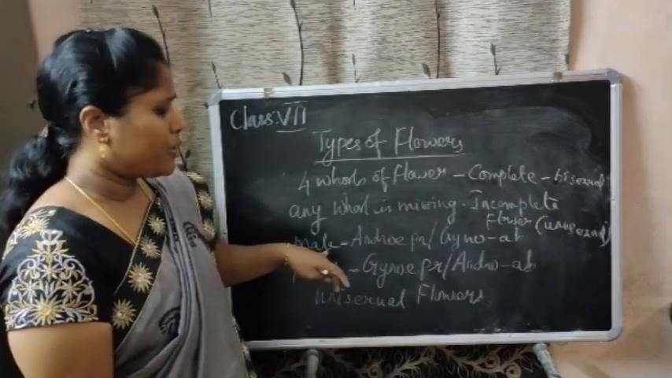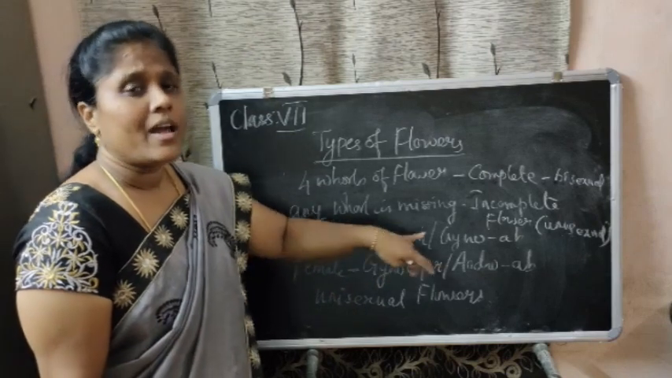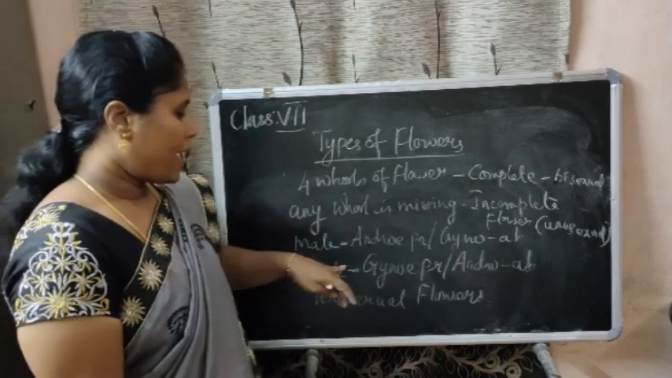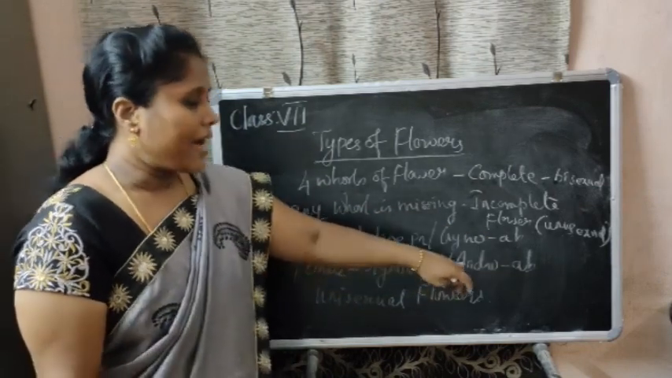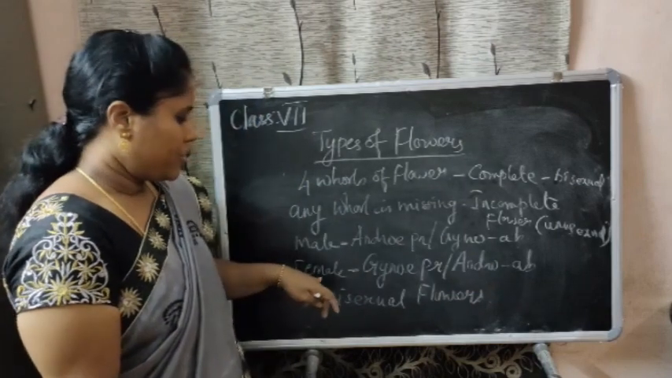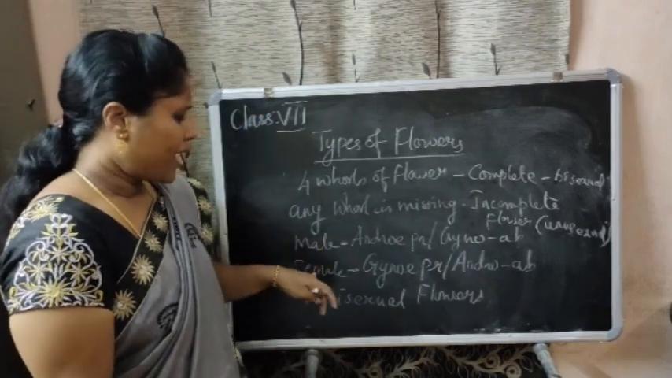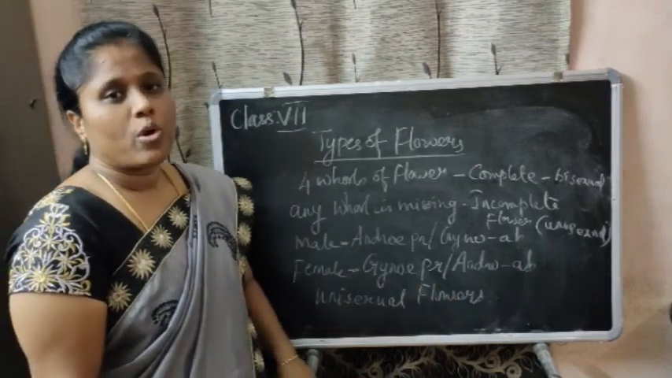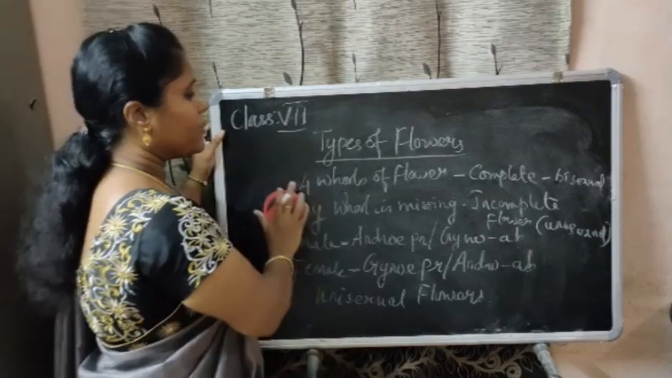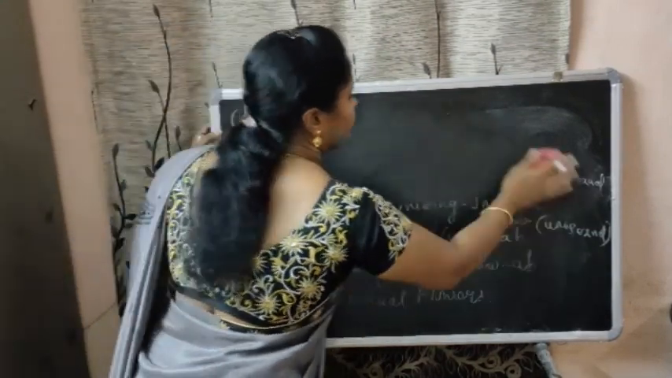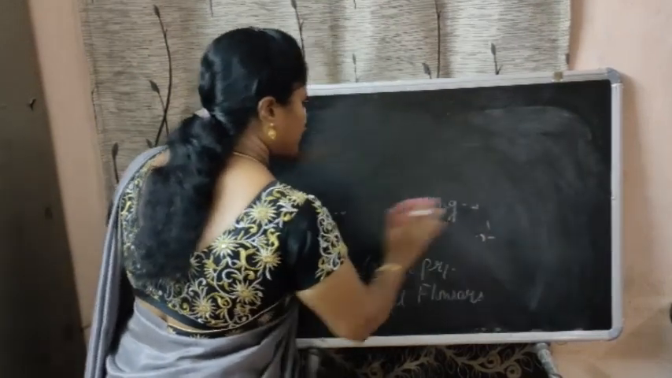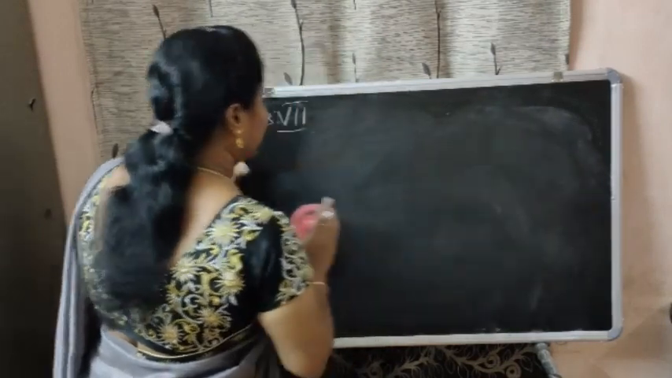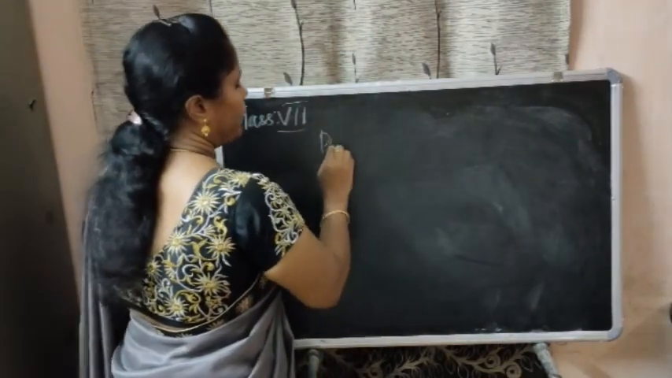When androecium is present and the gynoecium is absent, then it is said to be a male flower. And when gynoecium is present and the androecium is absent, then it is said to be the female flower. So these flowers are called unisexual flowers. So let's move on to pollination. What is meant by pollination? You have learned what androecium is and what gynoecium is. So the next step is pollination.